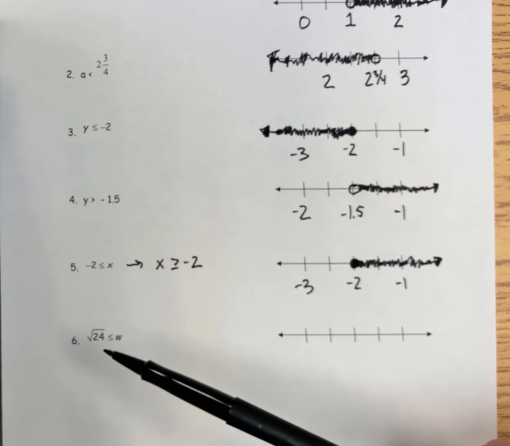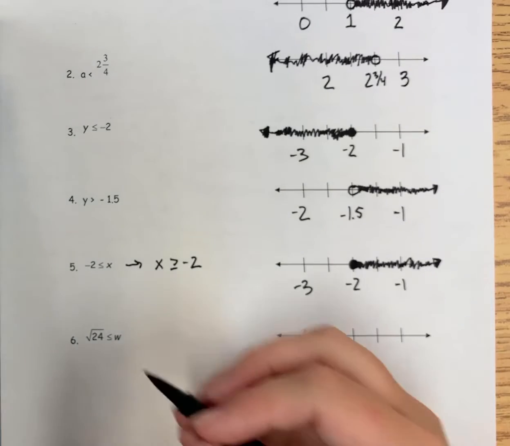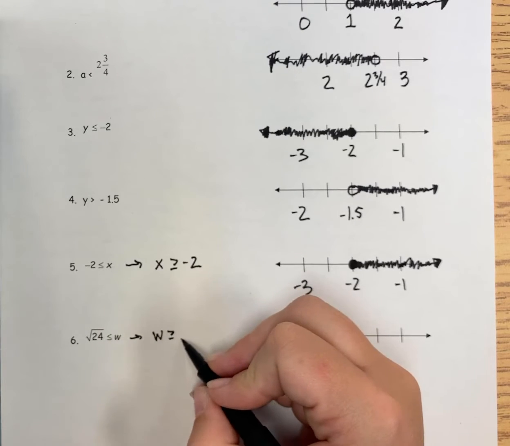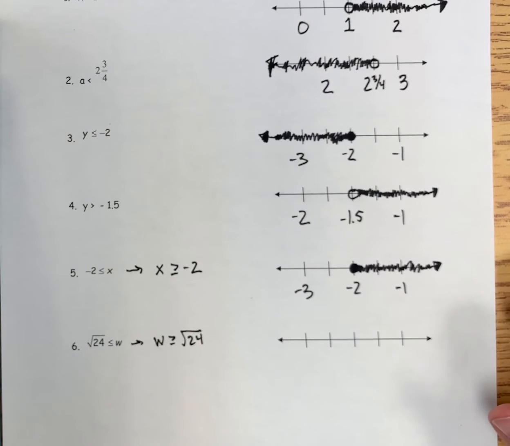All right, our last example is kind of a tricky, weird one, because we have the square root of 24 is less than or equal to w. And again, I'm going to rewrite it to make it a little easier. So w is greater than or equal to the square root of 24. So we're basically flipping it around, doing the opposite.